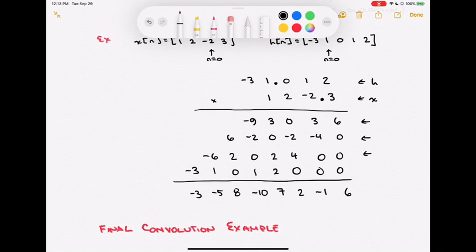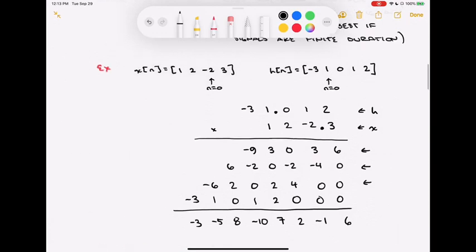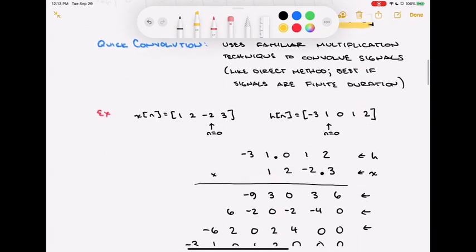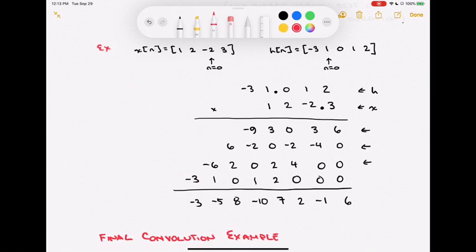Now take a look at that sequence: -3, -5, 8, -10, 7, 2, -1, 6, and compare it to what I had previously. Same exact thing. If you take a look at that guy, -3, -5, 8, -10, 7, 2, -1, 6. These guys are identical. So this thing matches what we did before. We know that it's carrying out this convolution correctly. So I am getting a representation for y of n. This whole thing is my y of n.